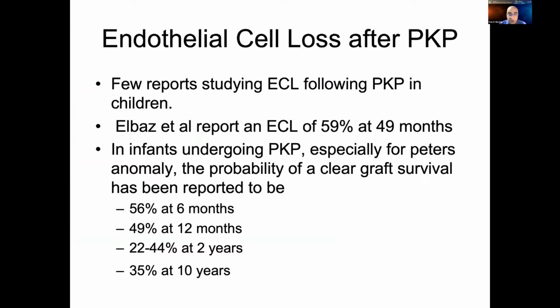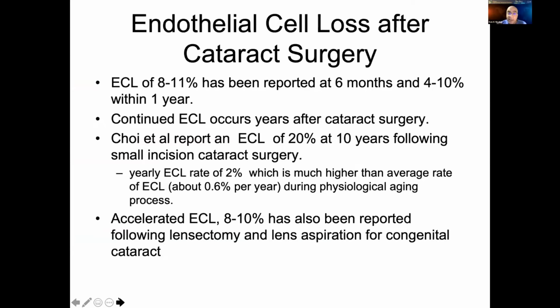So endothelial cell loss after PKP, there are very few reports describing this in children. There is one report showing 59% loss at 49 months, but we know that when infants undergo PKP, especially for Peters anomaly, the probability of a clear graft survival is low, right? 35% at 10 years. We also know that you get endothelial cell loss after cataract surgery. In fact, Choi et al. reported about 20% loss at 10 years, which is a yearly rate of about 2%. That's much higher than the physiological aging process, which is 0.6% per year.